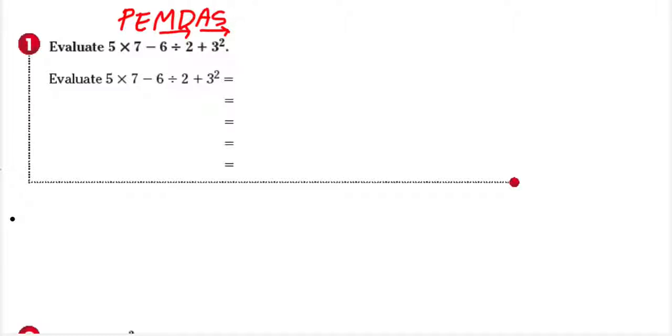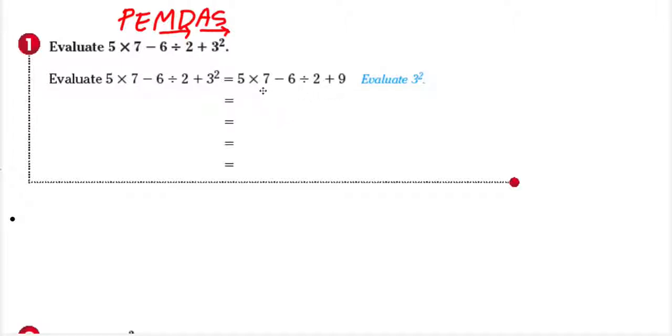Let's take a look at example number 1 and see how this works in detail. We want to evaluate 5 times 7 minus 6 divided by 2 plus 3 times 2. We don't see any grouping symbol, so the next thing is exponents. So we need to evaluate 3 times 3, or 3 squared. This now becomes 5 times 7 minus 6 divided by 2 plus 9, because 3 squared is equal to 9.